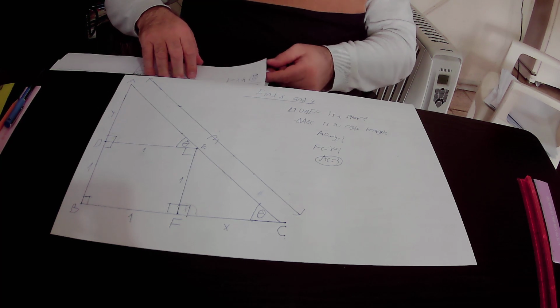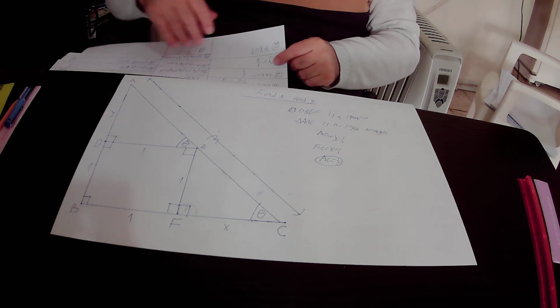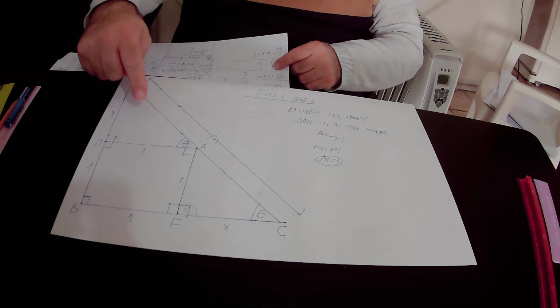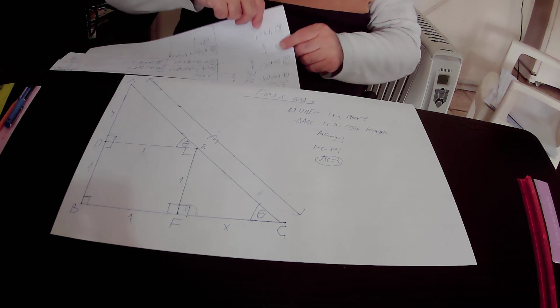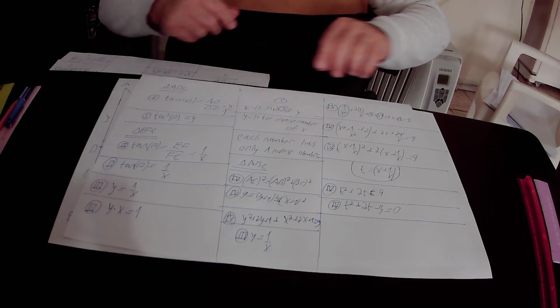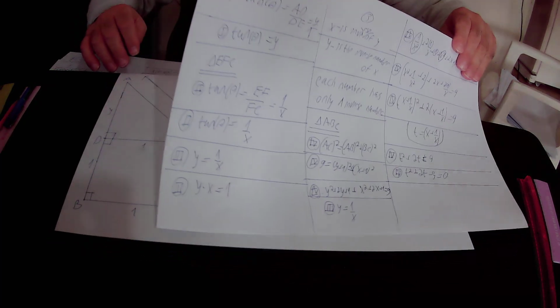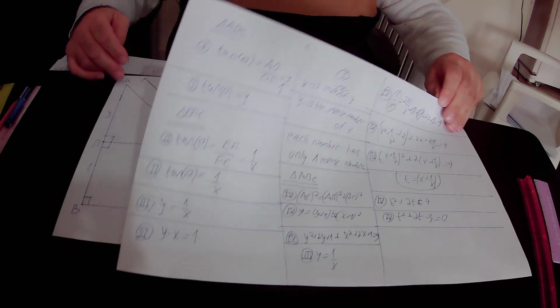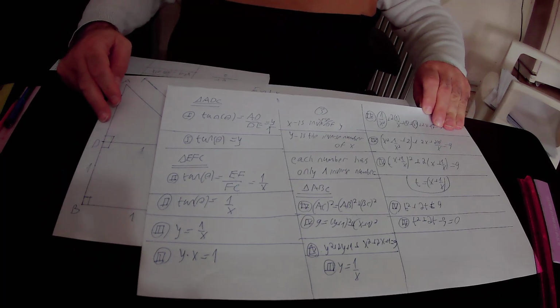Then we focused on the right triangle, triangle ADE. Here, tangent theta equals AD over DE, in the right triangle, triangle ADE.